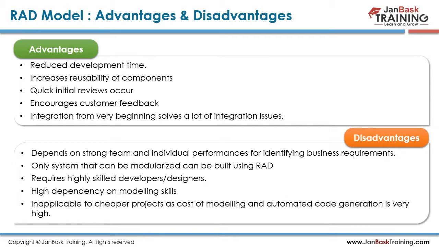So as I mentioned in step 1, the model you choose depends upon what kind of project you are working on. With the RAD model, the advantages are reduced development time because it's a simple 4-step process. It increases usability, encourages customer feedback, and solves integration issues right at the beginning. Because it's small and an app is being developed, the integration is done at a very early phase. So you're going to develop and show the client the working model. Because of fewer dependencies, you are able to do that.